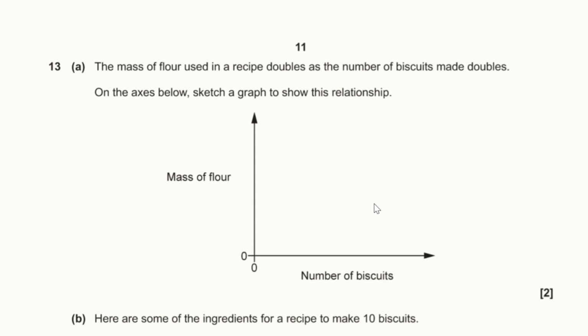Question number 13. A mass of flour used in a recipe doubles as the number of biscuits made doubles. On the axis below, we have to sketch a graph to show this relationship. Well, as the number of biscuits grows, the mass also doubles. So here what we need is a positive gradient passing through the origin. As this increases, this also doubles. So here is our line.